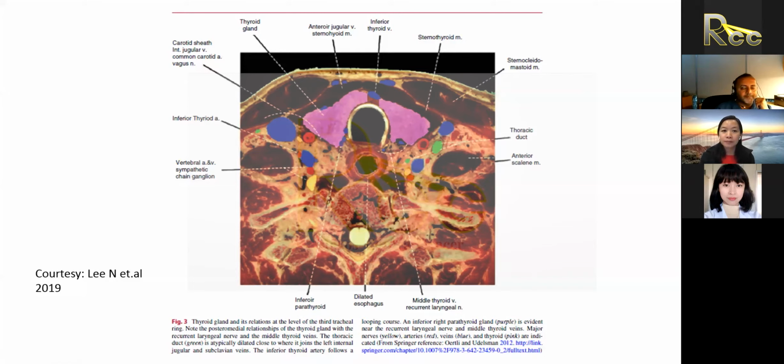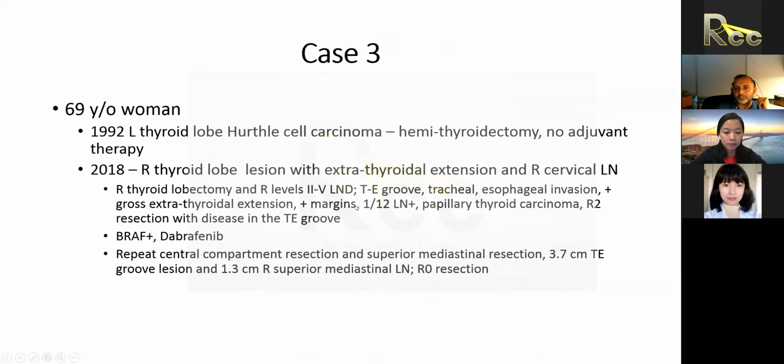Okay. So I just wanted to point out some critical anatomy here in the central compartment. So you can see here's your thyroid gland, here's your trachea, here's your esophagus. Right around here is the tracheoesophageal groove, which is oftentimes where these tumors can extend when they extend outside of the thyroid capsule. And then you can see that there are multiple vessels and nerves that lie in this area, which make surgical resection here very, very tricky in these patients.